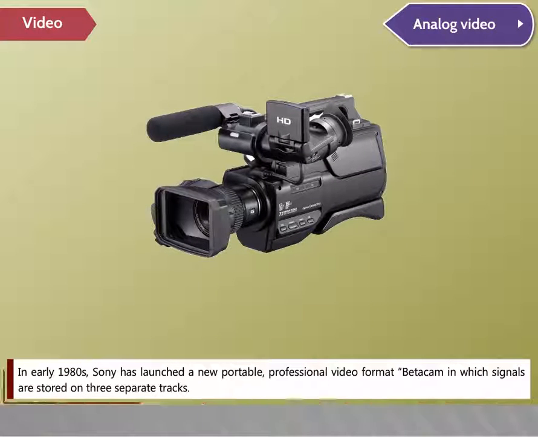In the early 1980s, Sony launched a new portable professional video format, Betacam, in which signals are stored on three separate tracks.